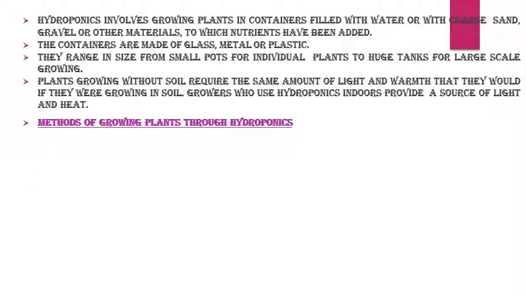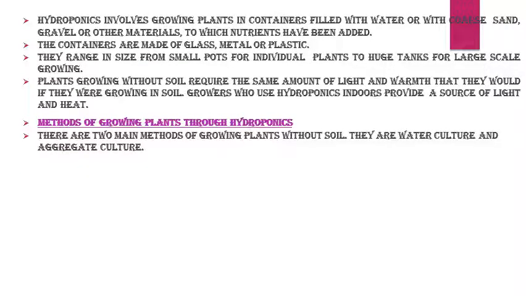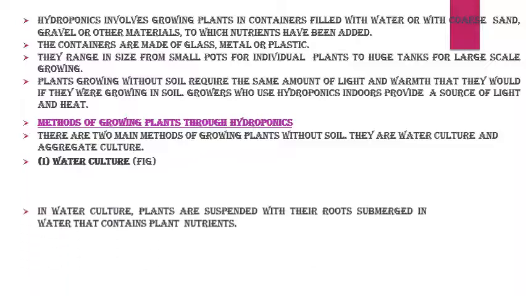Methods of growing plants through hydroponics. There are two main methods of growing plants without soil. They are water culture and aggregate culture. So, water culture, you can see this in the next figure.